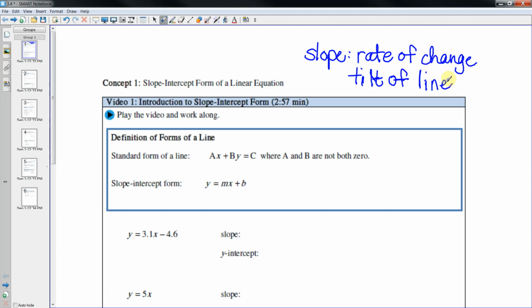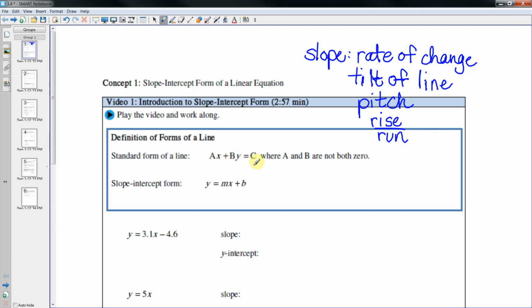You can also think about it if you're thinking about a roof. The pitch of a roof is the slope of the roof. And a lot of times when we're talking about algebra, we'll be talking about rise over run, where we're talking about the difference in the y's over the difference in the x's. So let's look at how you find slope when I give you a line.